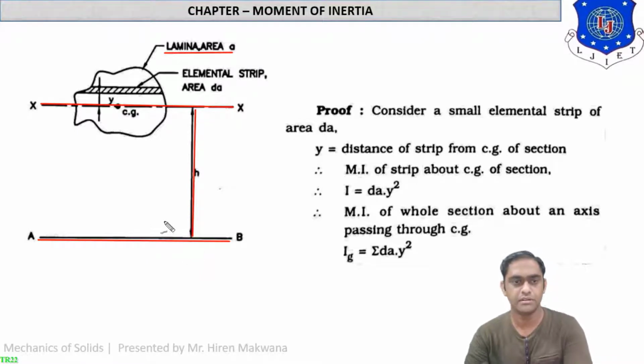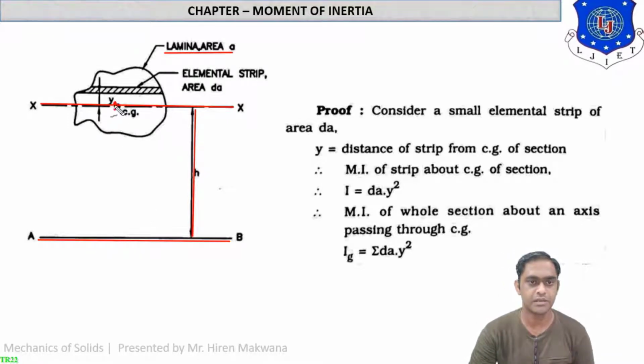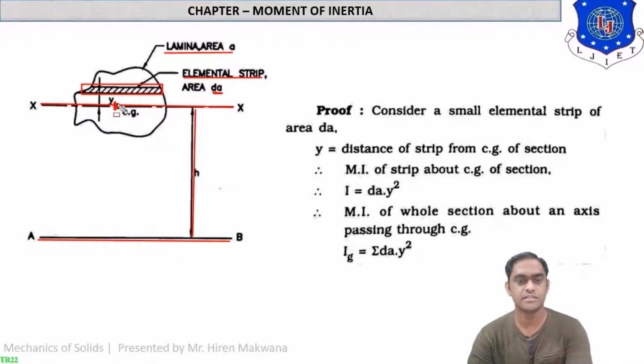Now again, this is the particular CG of the lamina. Now as earlier in the center of gravity chapter, we are cutting a small elemental strip having area dA. This is the small elemental strip having area dA. Consider the shape of the strip as a rectangle like this. This is this small rectangular strip. Now what is the distance? The distance between strip and the centroidal axis is y. You can see over here in the figure. So this is the main important thing regarding the figure.